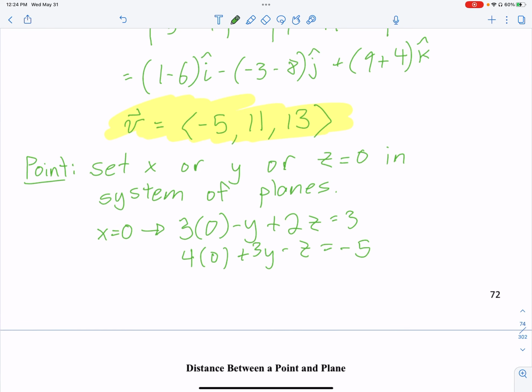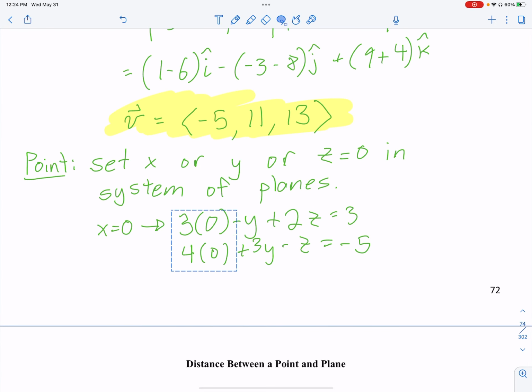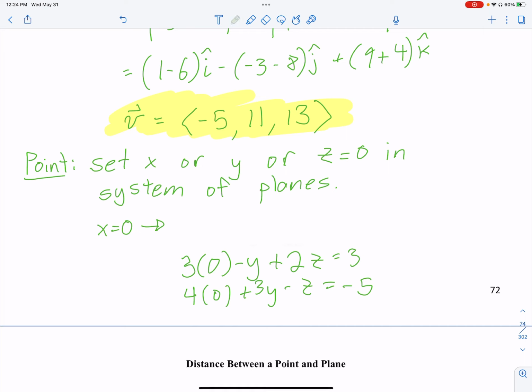All right, sorry about that. I am going to rewrite these in better handwriting for note's sake. Sorry about that. 3 times 0 minus y plus 2z equals 3, at least it's smaller. 4 times 0 plus 3y minus z equals negative 5. All right, so now we're going to work those.